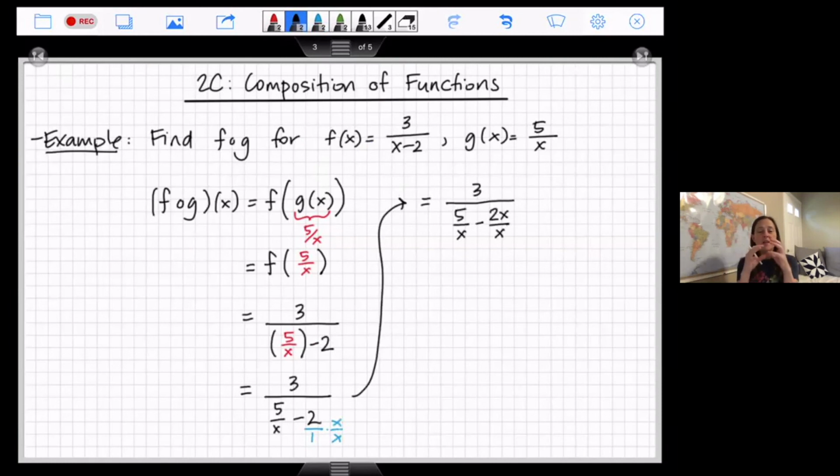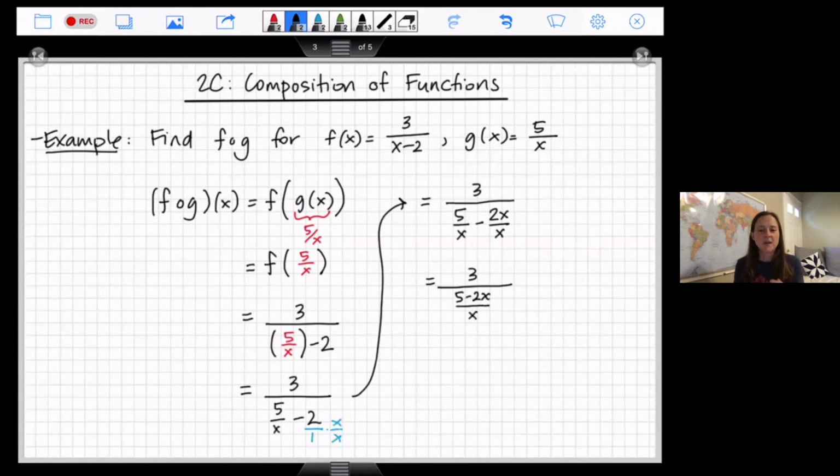All right, and then within that denominator, now they have the same denominator. I can put them together with fraction subtraction. So 3 up top. Then on the bottom, I've got 5 minus 2x over the common denominator x. All right, so make sure we got that big bar underneath the 3 so you can see which bar means the big denominator. All right, and then we're just dividing fractions.